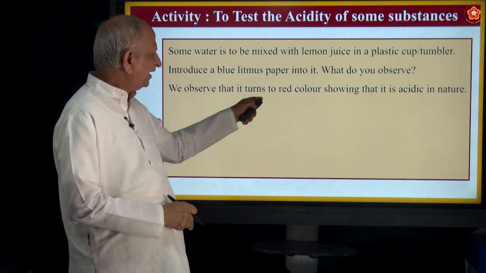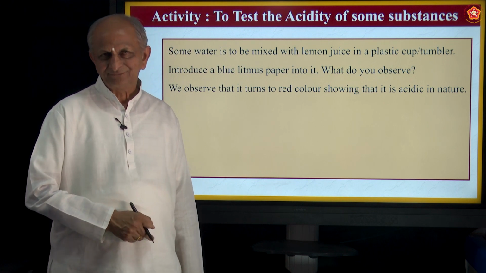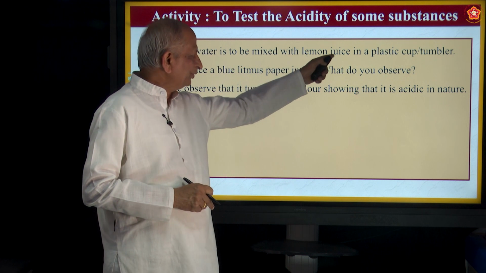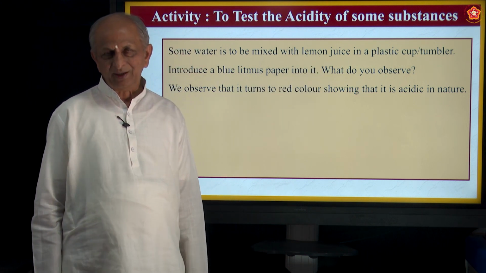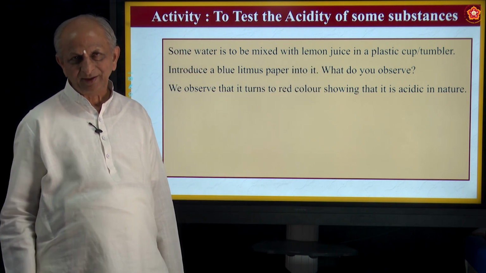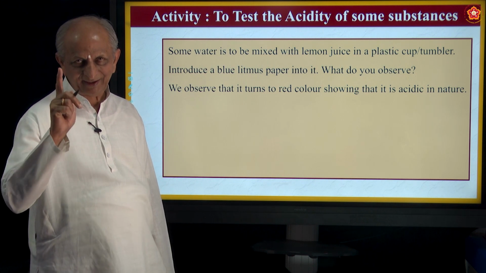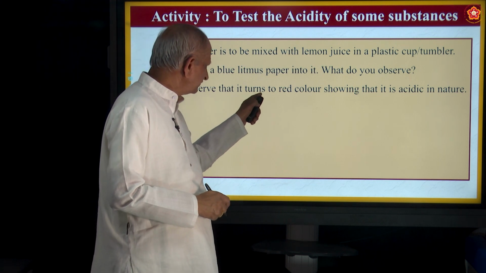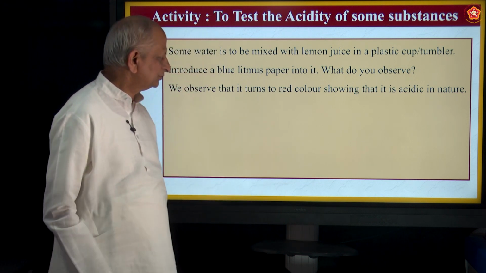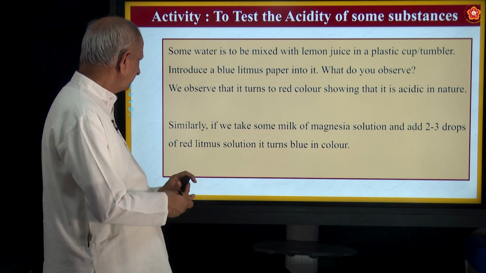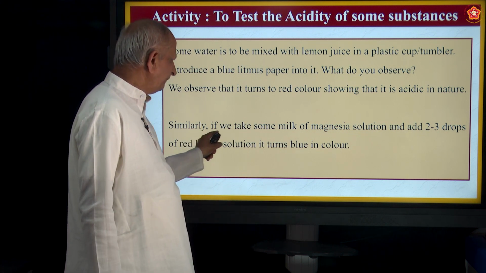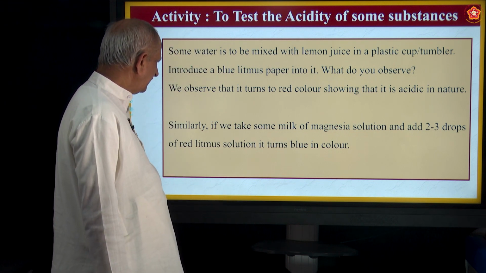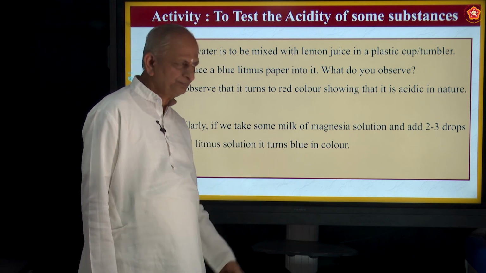Why does it change color? Can you tell me? Yeah, because you have taken lemon juice. What does the lemon juice contain? It contains acid. What is the nature of acid? It changes blue to red. So that is acidic nature. Similarly, if you take some milk of magnesia solution and add 2-3 drops of red litmus, it turns to blue.